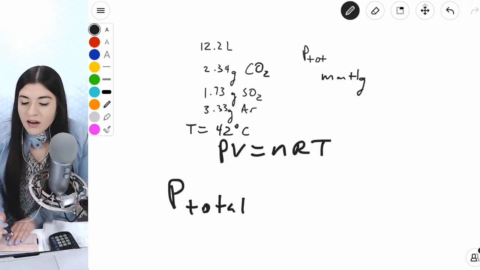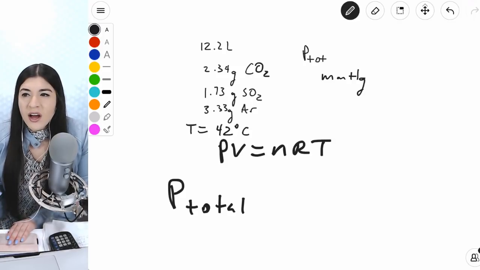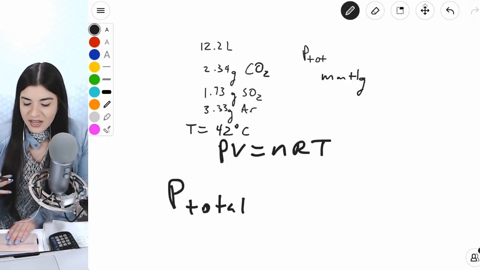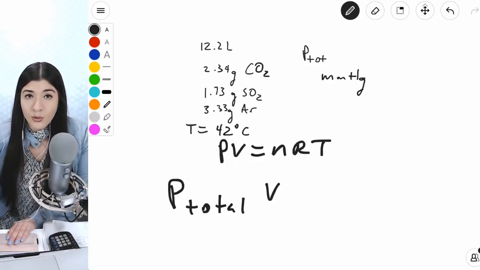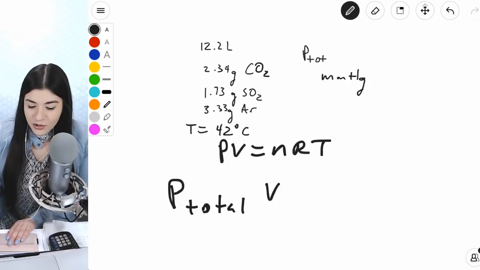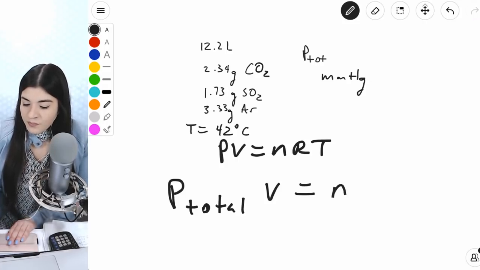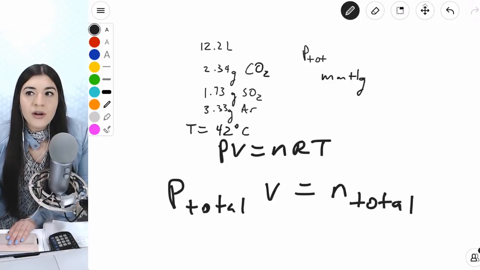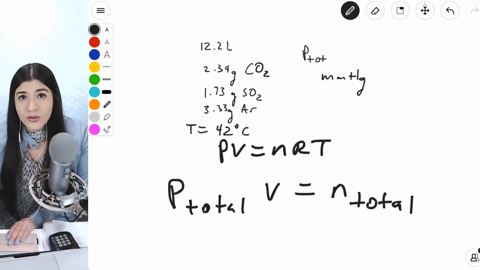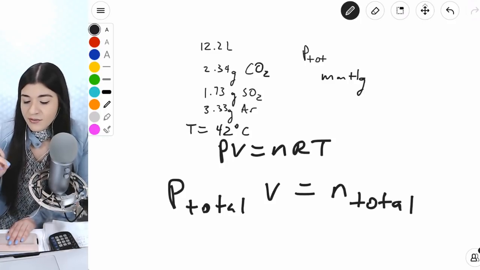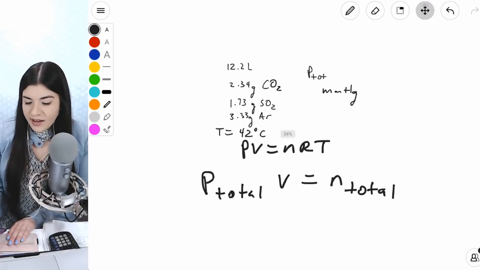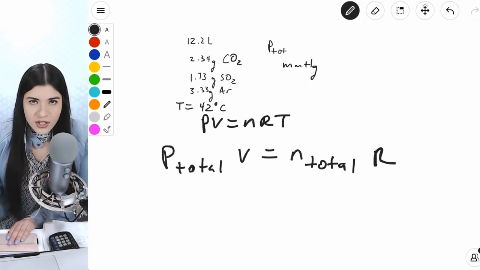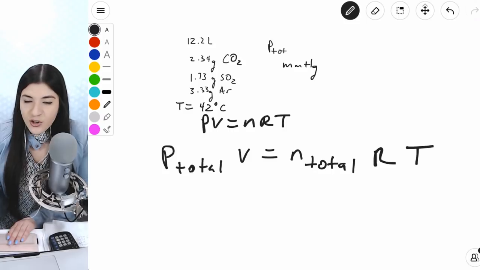But in this case, because this is a gas mixture, since there are multiple gases within, I want you to think of this as instead of just P, it's going to be our total pressure that we have. And then we're still going to have the volume. That's what they gave us. Our moles would have been the total moles. So we will have to convert each one of those grams to moles, add them all together, and that's going to give us our total moles. We'll do that in a second. And then R, just our typical gas constant, and then temperature in Kelvin.